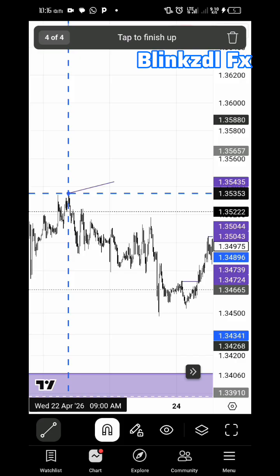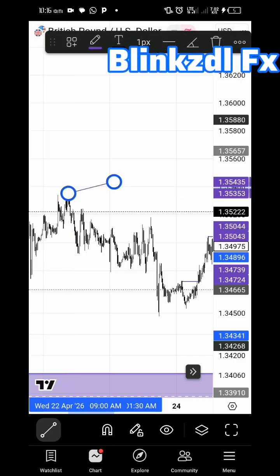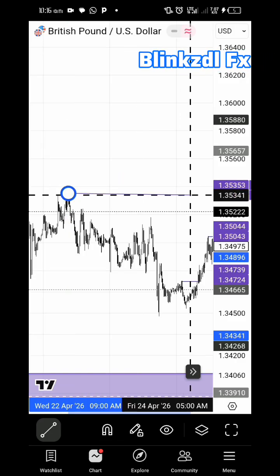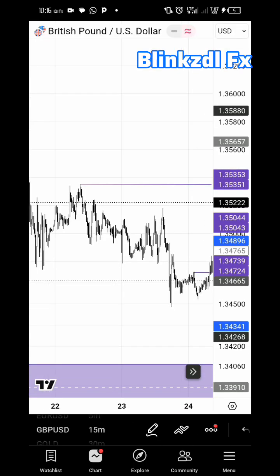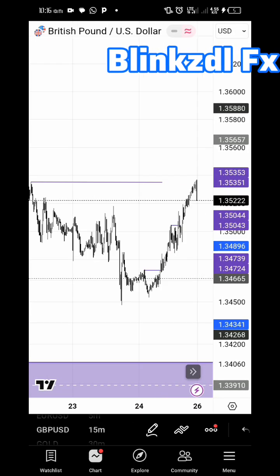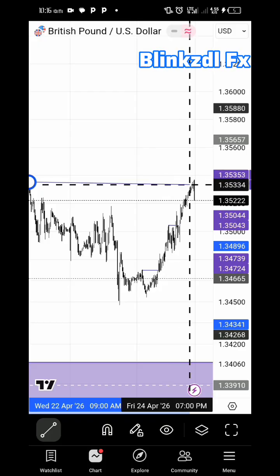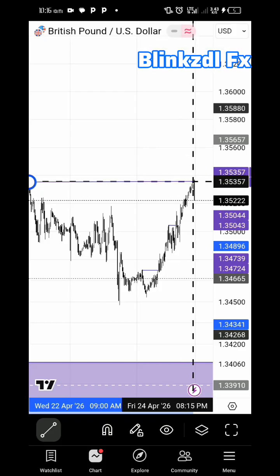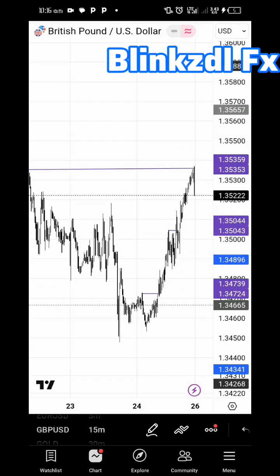Alright, so there we go. So I'll turn off the candles, the magnet. So then we stretch it over to the other side. Now this helps us to know if it really broke or it's just a sweep. You understand? So make sure that this line is aligning.